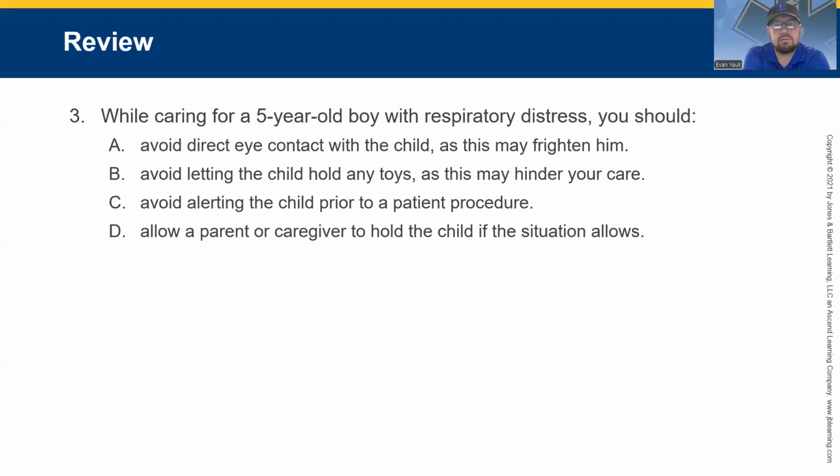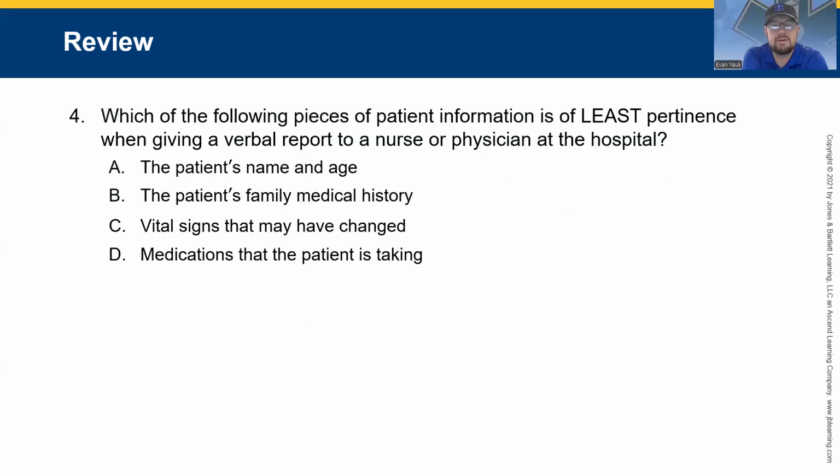When caring for a 5-year-old boy with respiratory distress, you should avoid direct eye contact, avoid letting the child hold any toys, avoid alerting the child prior to patient procedures, or allow a parent or caregiver to hold the child if the situation allows. D, right? Anything that keeps the kid calm, that's what we do.